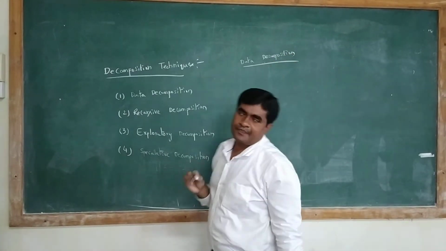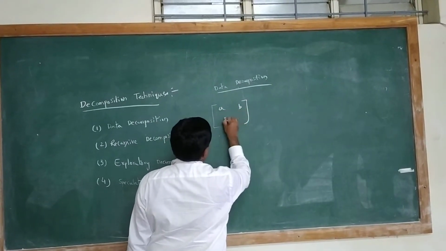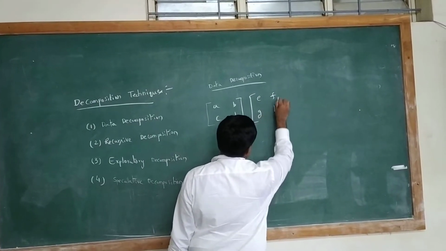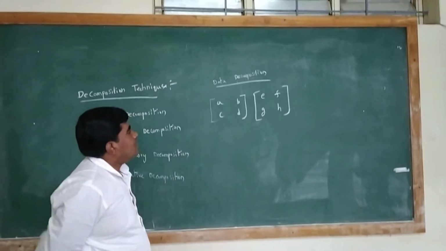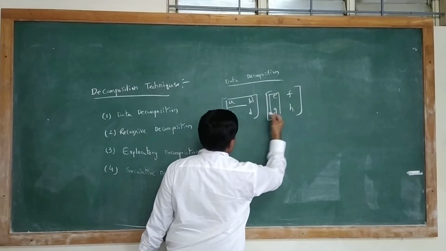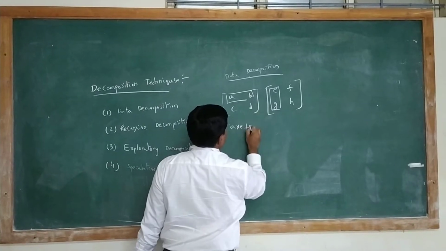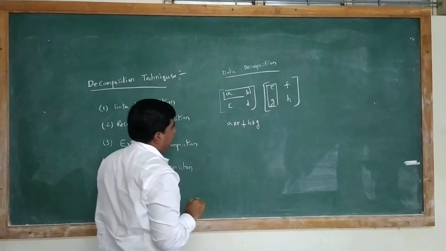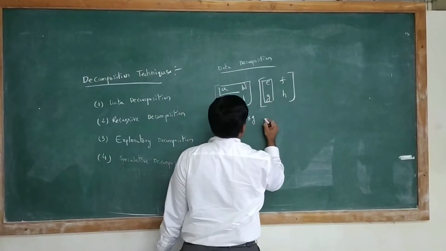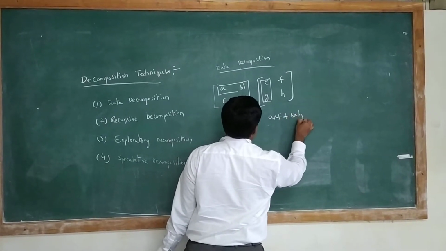matrix multiplication. Suppose a 2 by 2 matrix is there. A, B, C, D is one matrix, another one is E, F, G, H. How are we doing the multiplication here? First row we are multiplying with the first column. So, A into E plus B into G. Next, first row and second column. So, A into F plus B into H.